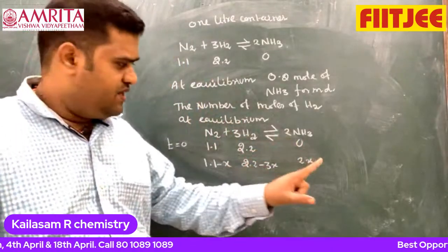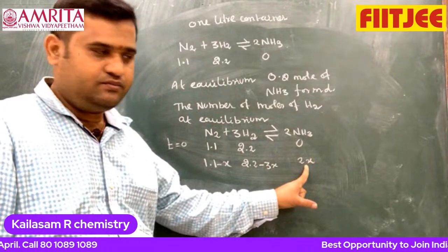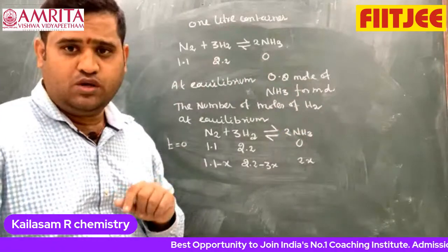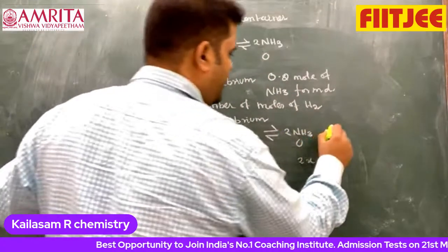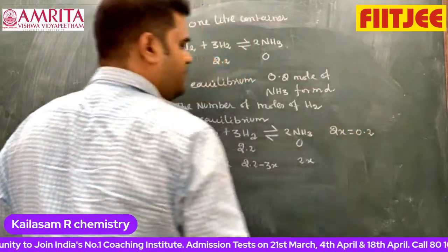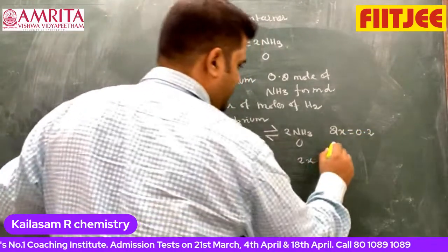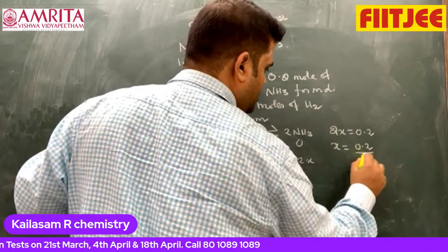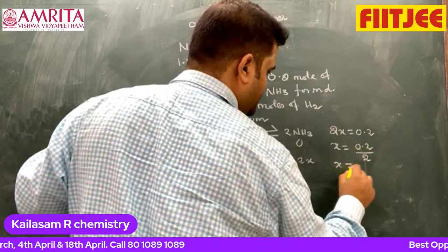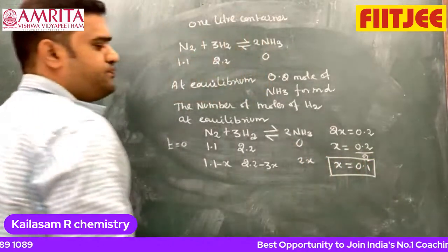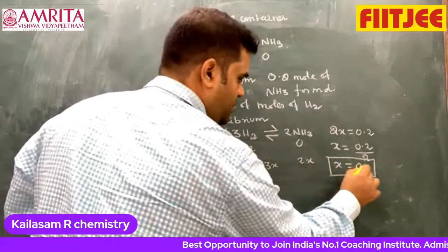Now what they are telling is at equilibrium, the number of moles of ammonia formed is 0.2. So we can write 2x is equal to 0.2. Now what is x? x is equal to 0.2 by 2. We are going to have x equal to 0.1.